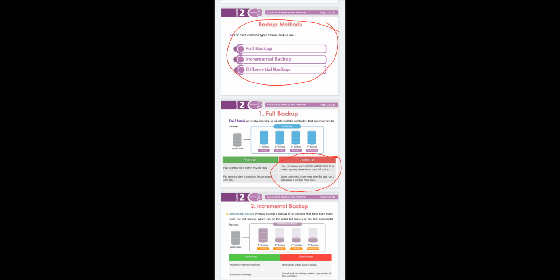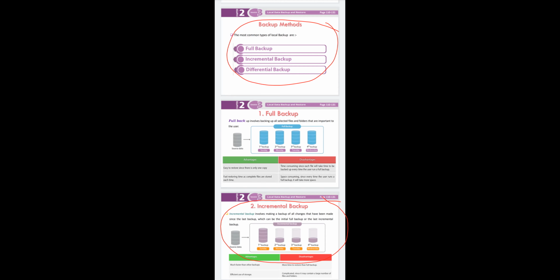Okay, then the second one, guys, this is the full backup story. Now let's come to the second type of backup. That is incremental backup. Incremental backup involves making a backup of all changes that have been made since the last backup, which can be the initial full backup or the last incremental backup.